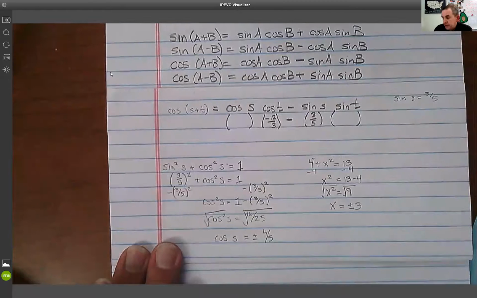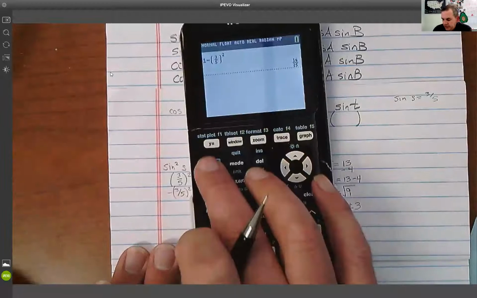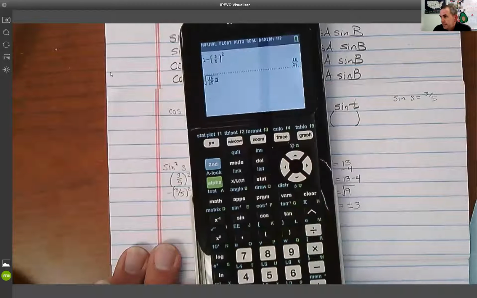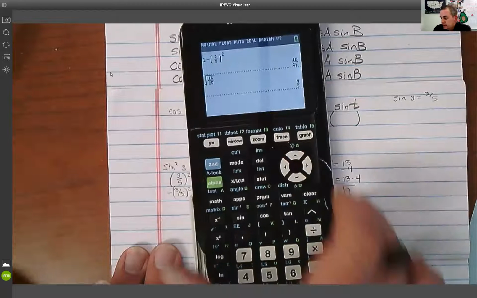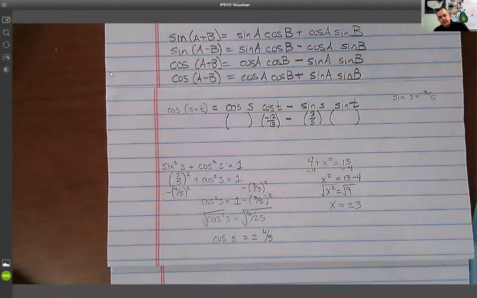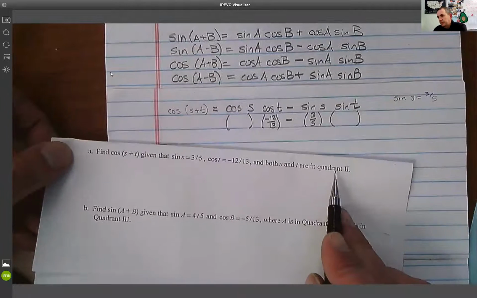And again, I go to my calculator. I let my calculator do that second to get the square root. Arrow up, I can copy down 4/5. Well, now here's the deal. It's a positive or it could be a negative. So that's where the quadrant 2 thing comes into play.